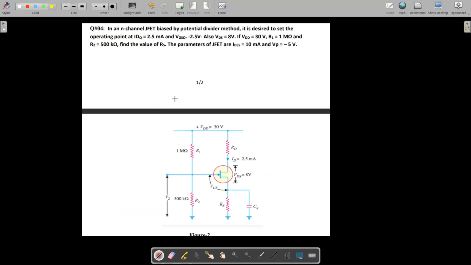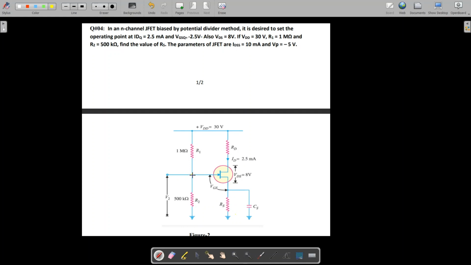Okay, so this is question number 4. Now this is basically related to the DC analysis. Fine. So we have the VGSQ, IDQ, and all the other parameters. So now first of all, we need to find this RS. The value of RS is unknown. First of all, we can easily find the V2 over here. This we call the VG, which is the gate voltage, or the V2. We can easily find this.